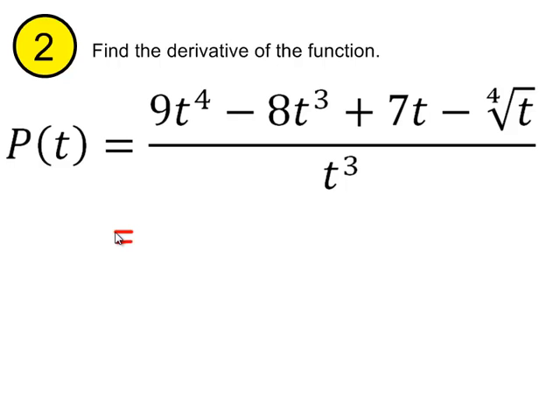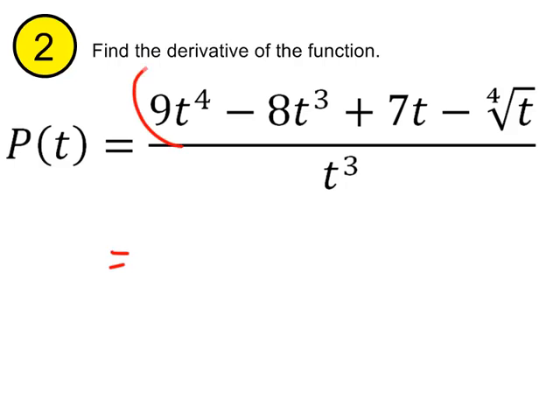Remind yourselves that this could be split into 4 different fractions. You could have 9t to the 4th over t cubed, minus 8t cubed over t cubed, plus 7t over t cubed, minus 4th root of t over t cubed. So whether you want to write it out like that or just envision that in your head doesn't really matter to me, but I'm going to just envision it in my head.